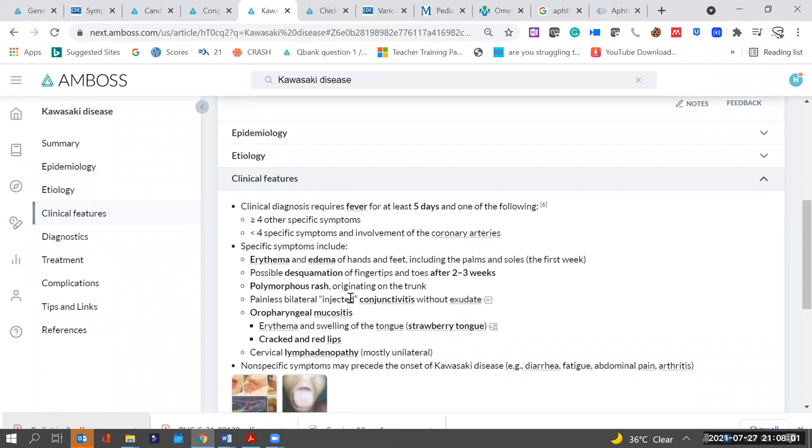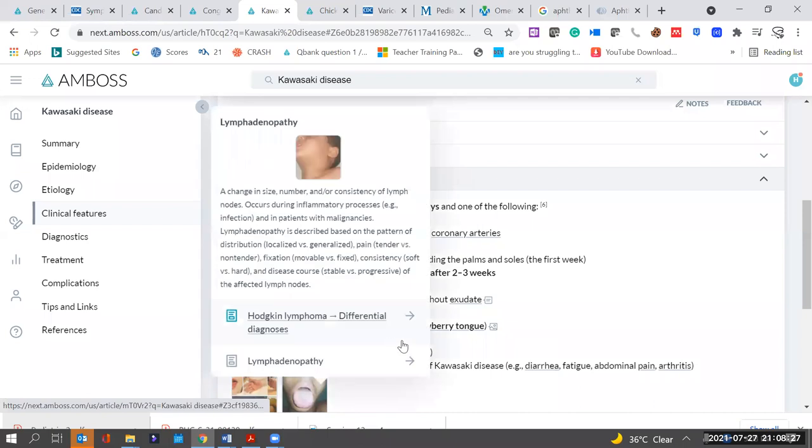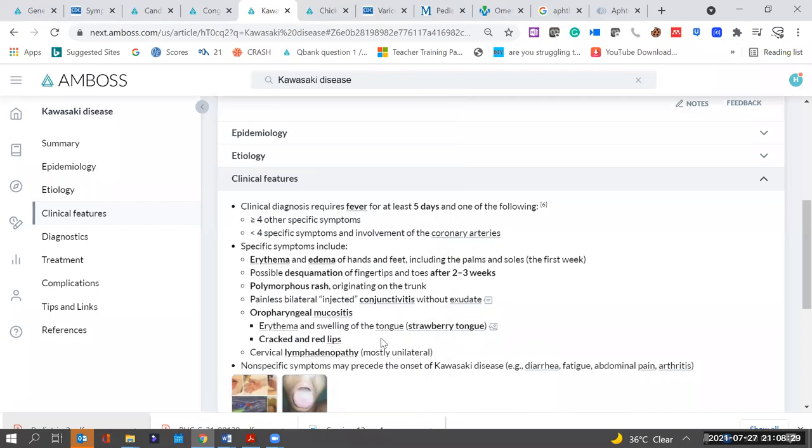Then polymorphous rash all over the trunk. You can find rash anywhere. Painless bilateral injected conjunctivitis without exudate. So in the eyes also you will find conjunctivitis. In the oral mucosa you will also find mucositis. Erythema and swelling of the tongue will be there. Strawberry tongue. So you see, everything is going to be involved on a priority basis. First of all, dependent and gravity-assisted areas are going to be involved, and then you will see it all over. Cracked and red lips will be the presentation. So just look for all these symptoms, because these are the symptoms which will help you in making a diagnosis.